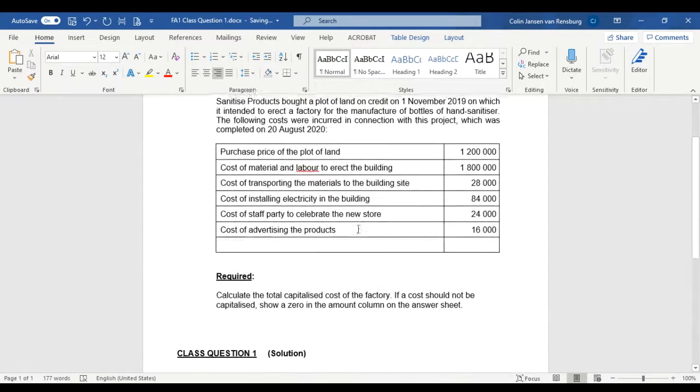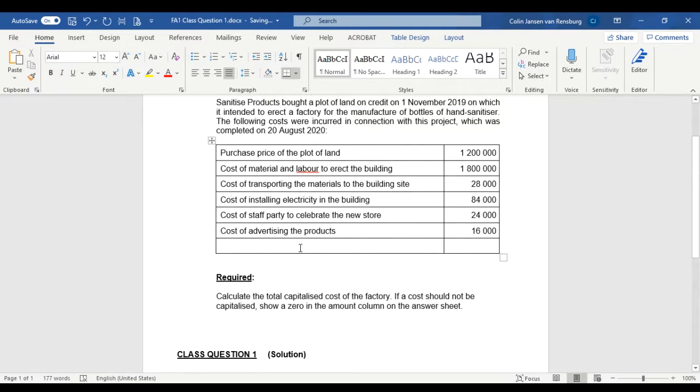Let's go and have a look at the fourth one. 1, 2, 3, fourth, that one. Cost of installing electricity in the building. Now again, we go through that same process, that same reasoning. The first question we ask ourselves, is it a necessary cost, or can we do without it? Now you can imagine for yourself, if you haven't got electricity in that factory building, your machines won't work. So you won't be able to manufacture any items, right? So it clearly is a necessary cost.